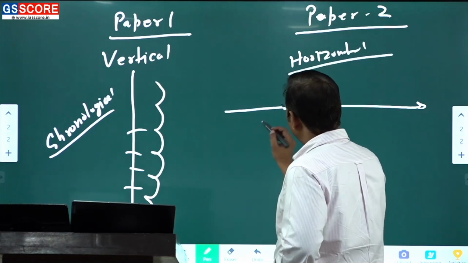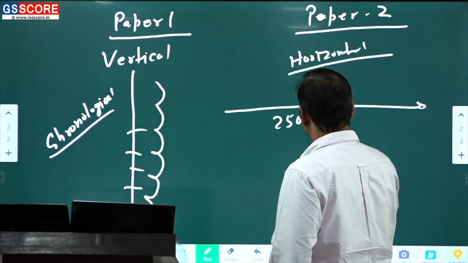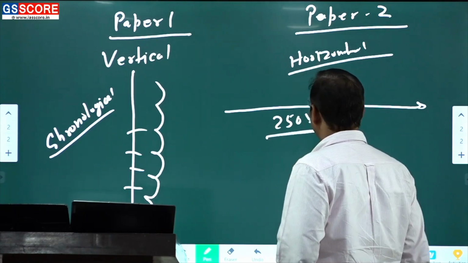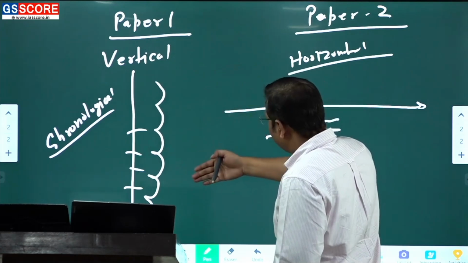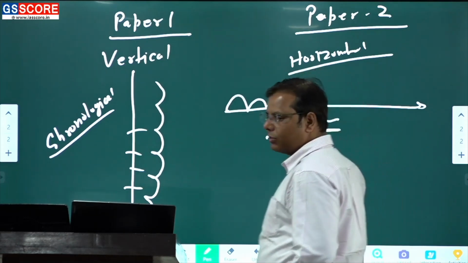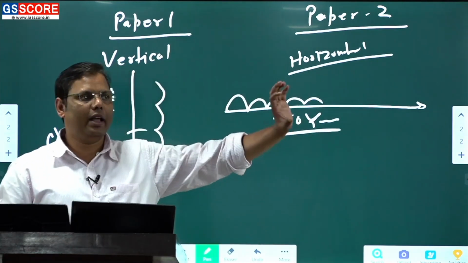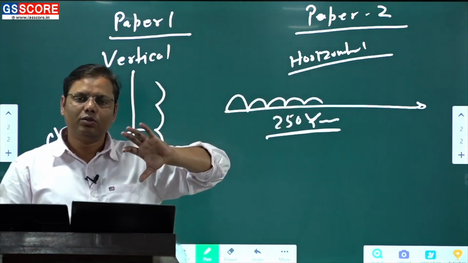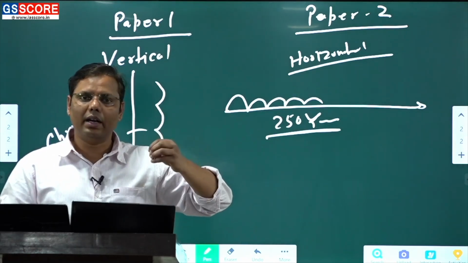It means it is a period of roughly 250 years. Whether you say world history or modern India, ultimately it is covering the history of 250 years. And here the things are not connected to each other vertically, right? Here the things are connected to each other horizontally. And that's why you need to correlate the various topics from one area to another area, so the correlation is there. And this is how you have to understand modern India.